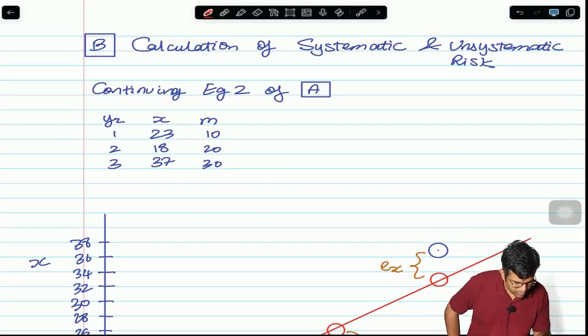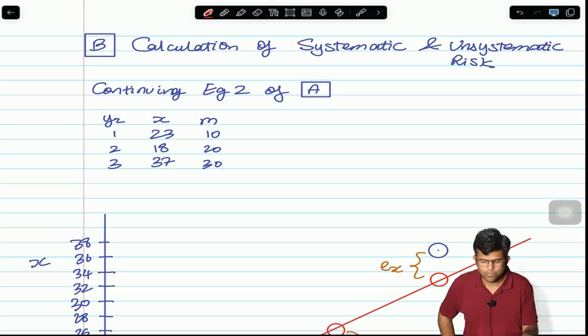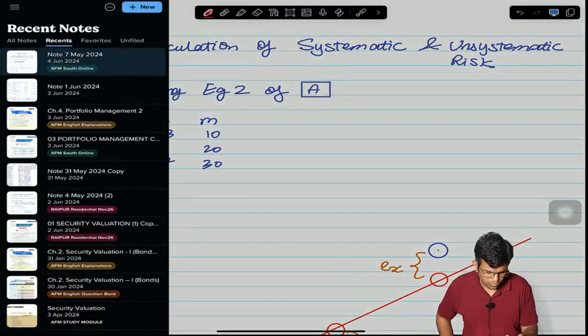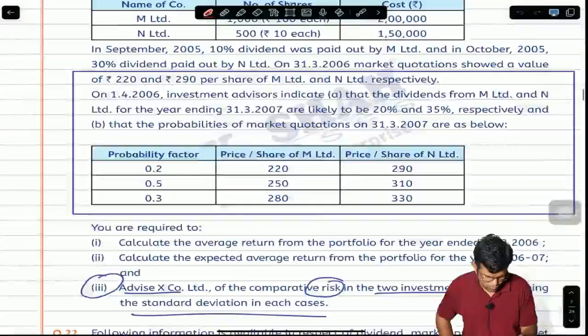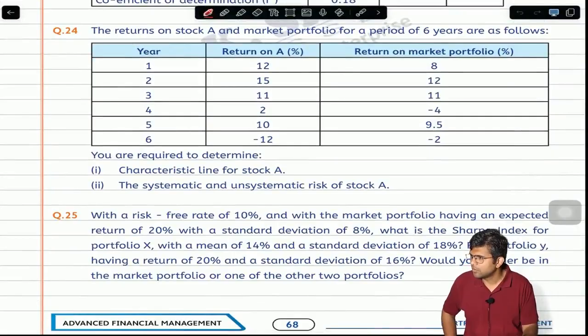So I would now request you to come to question number 24. You remember there was one point B left somewhere. 24 point number 2 is left.